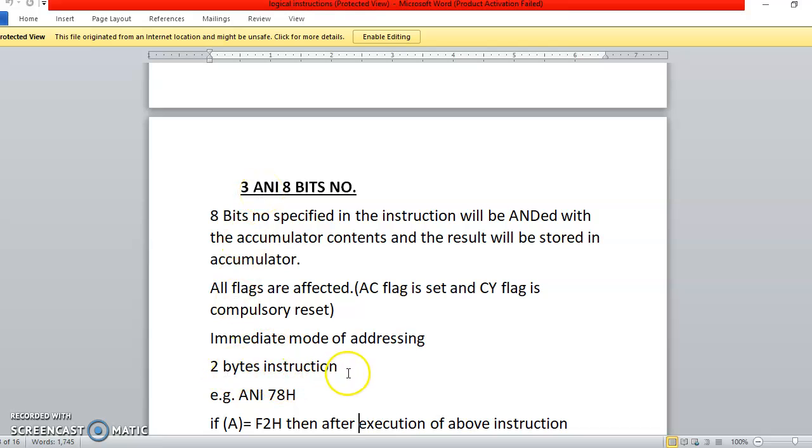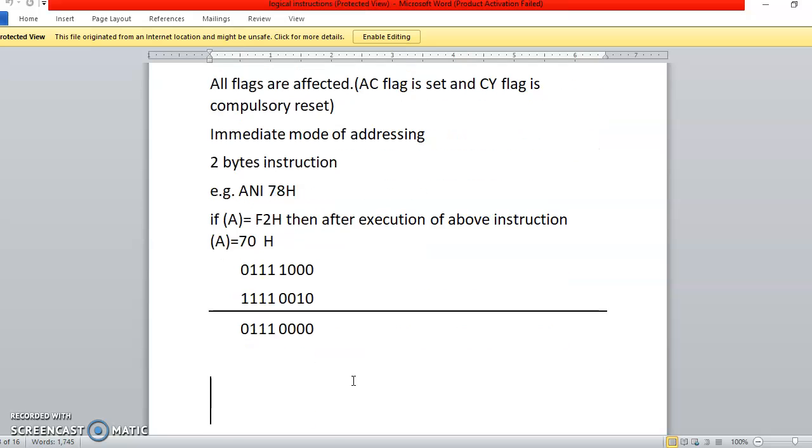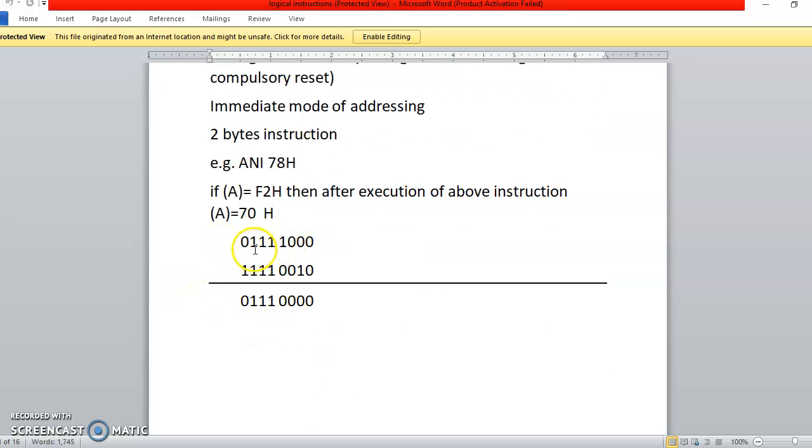Again, this is a 2 byte instruction. It is an immediate addressing mode instruction. And auxiliary carry is set and carry is compulsorily reset in this case. Now if it is ANI 78, and the accumulator has F2, then ANDing operation: when both the inputs are 1, output is 1. So wherever both the bits are 1, the output is 1, rest of the bits are 0. So you get 70 in the accumulator.